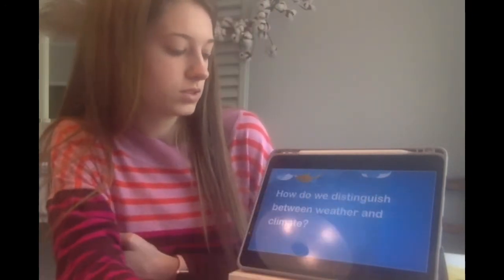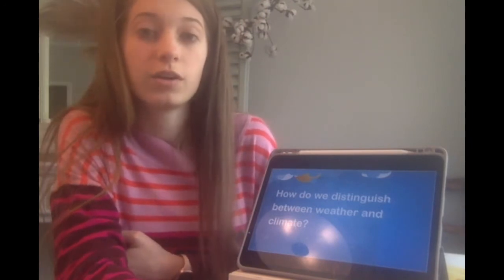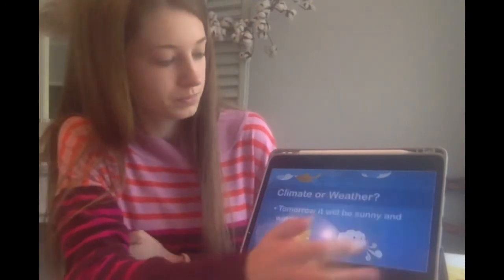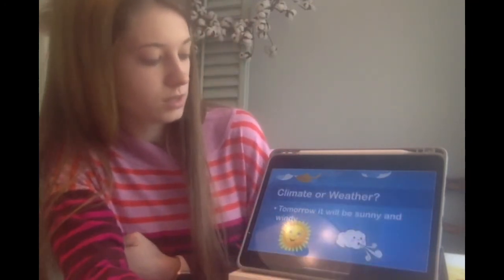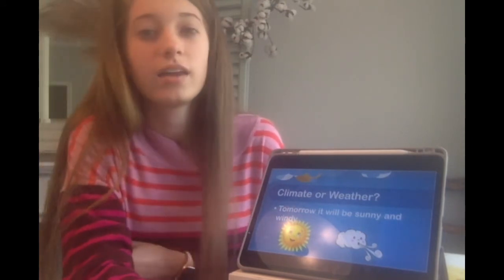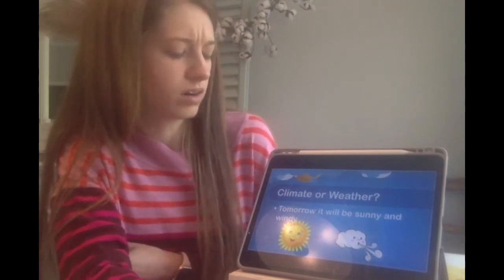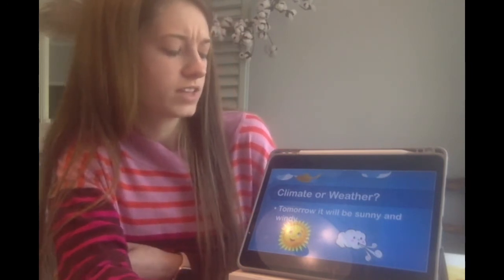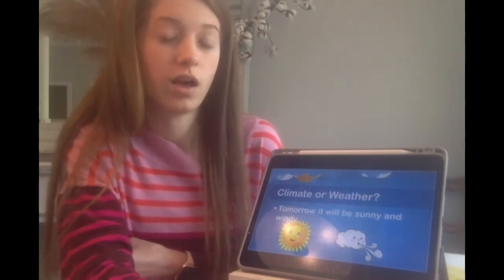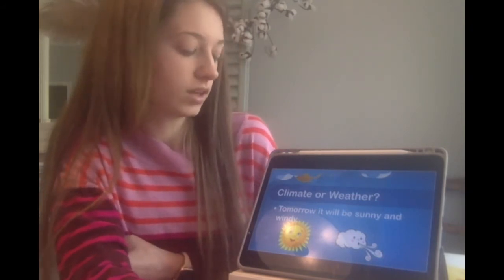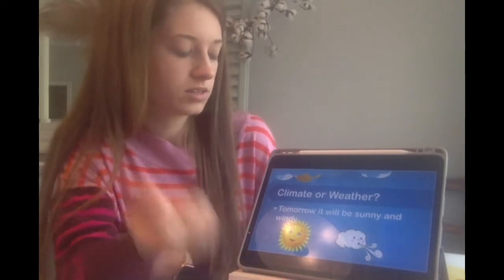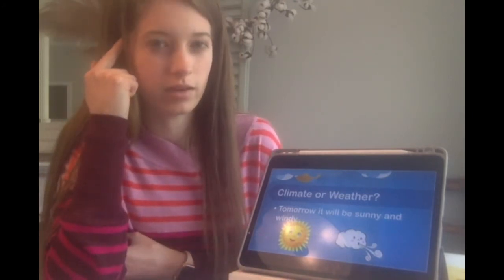So let's go on. I'm going to post some statements, and we are going to figure out if they are weather statements or if they are climate statements. So it says, tomorrow it will be sunny and windy. So when I think of that statement, I think, it says tomorrow. So if it's asking about tomorrow, then that must be the weather, because it didn't say over a long period of time it will be sunny and windy. It just said, tomorrow it will be sunny and windy. So that lets me know that it's talking about weather and not climate.